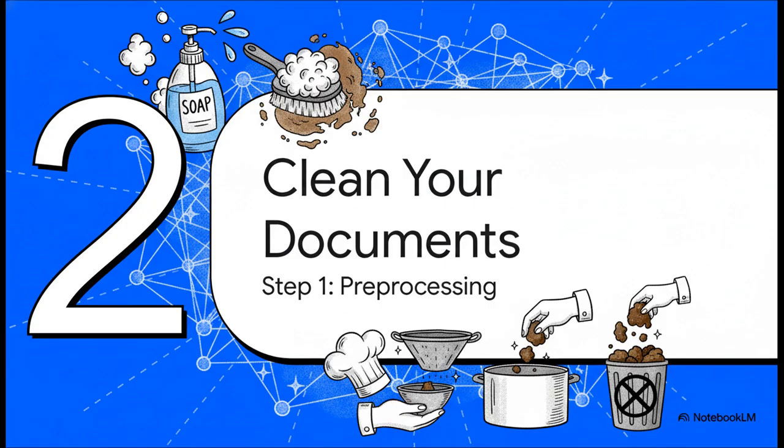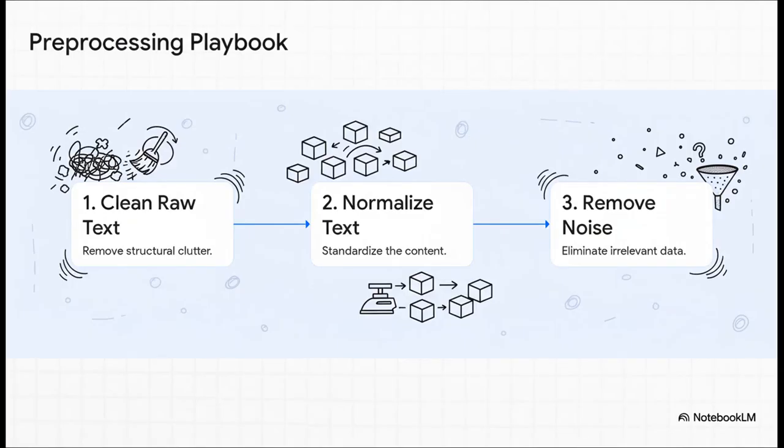So the first absolutely non-negotiable step is preprocessing. We can break this whole thing down into a really simple 3-step playbook. First, you clean the raw text, get rid of all that structural clutter. Second, you normalize the text to make everything consistent. And third, you remove any distracting noise that might confuse the embedding model.